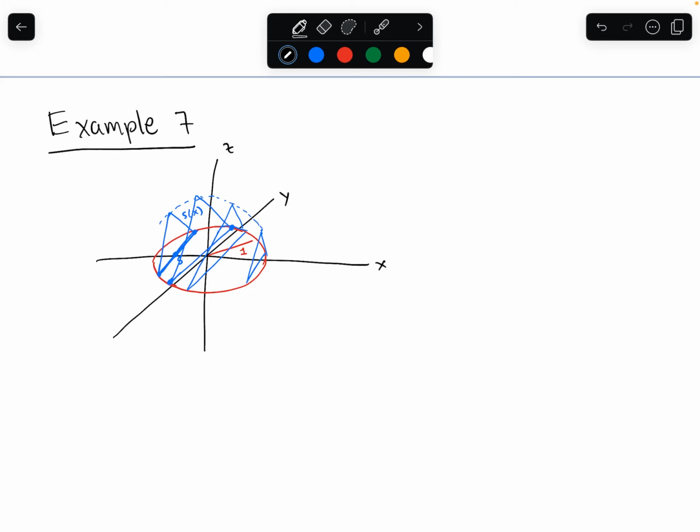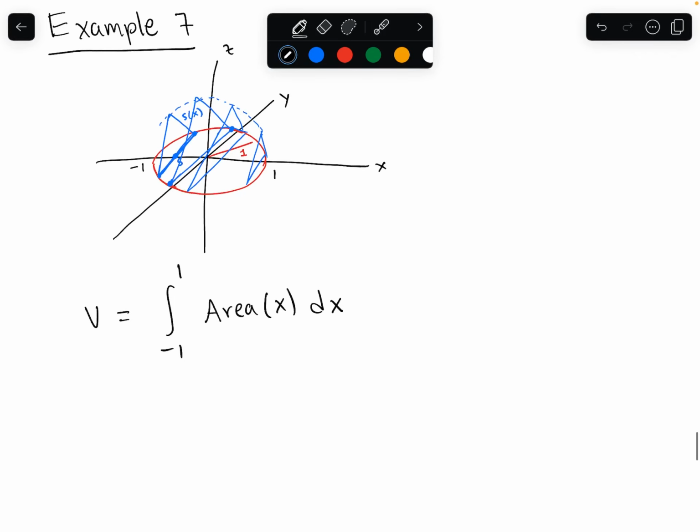Okay? And now the point is we want to find the volume. Well, computing the volume is still the same as always. It's just the volume, as we integrate, x goes from -1 to 1, of the area of a cross-section at x, dx. It's the same formula. But what's a little different now is how we compute this area of a cross-section.